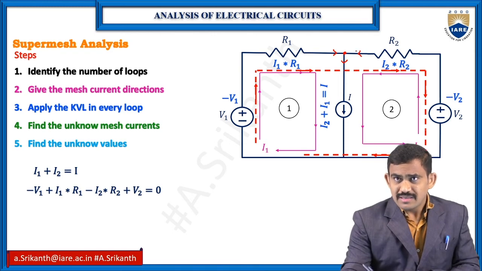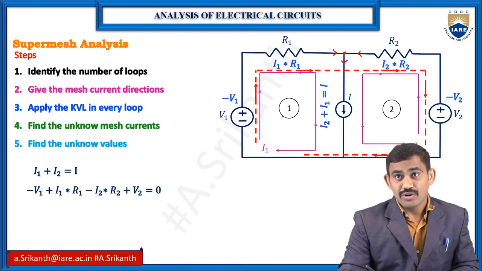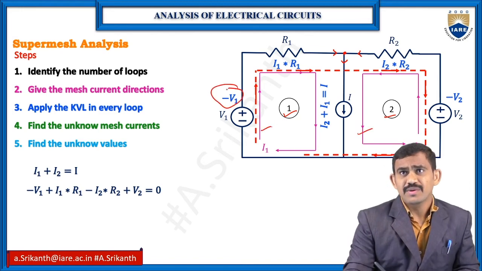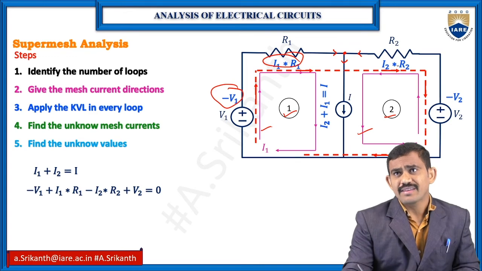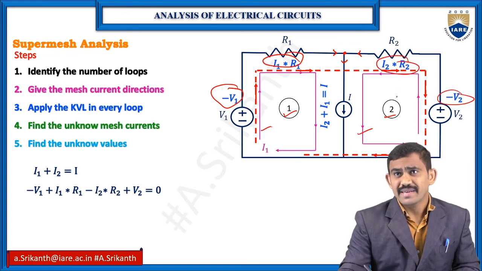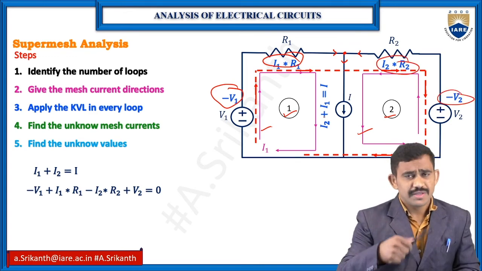Before going to this, first we need to know the number of loops and the current directions. Then check the voltage drops. Here I have the voltage drop, here I have the voltage drop, here I have the voltage drop, here I have the voltage drop. But here I don't have a voltage drop. For that I need to go to the super loop.